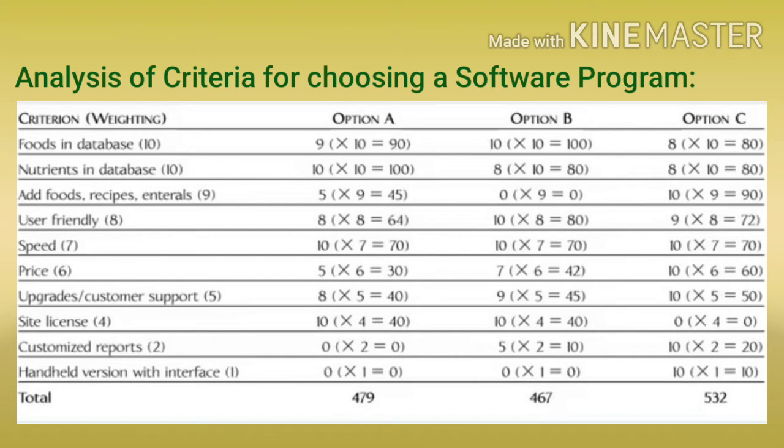For the given parameters, it is having some scores like option A is having 90 points for the first parameter food in database, option B is having 100 points for the same parameter food in database, whereas option C is having 80 points for the same food in database parameter. Likewise, for every parameter, these calculations are done. At the end, we take the addition of scores column wise. Then option A reaches 479 points, option B reaches 467 points, and option C reaches 532 points.